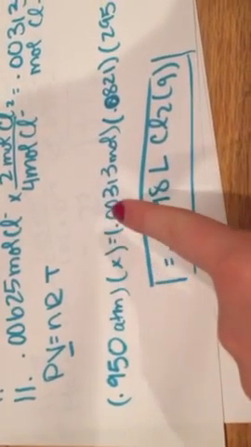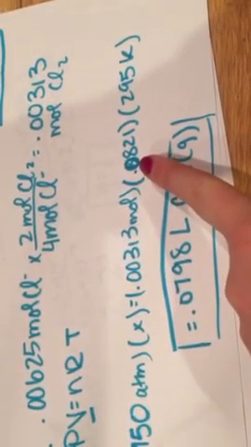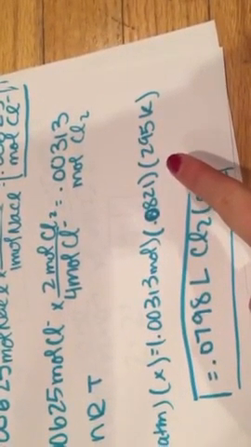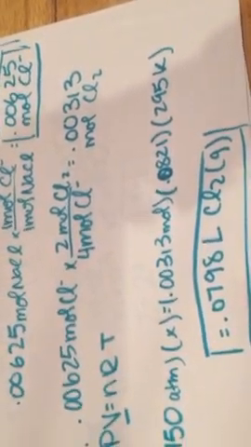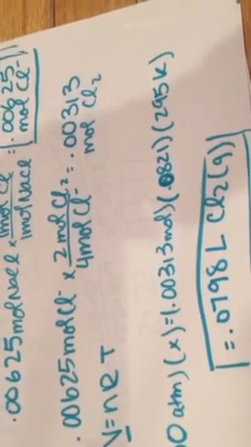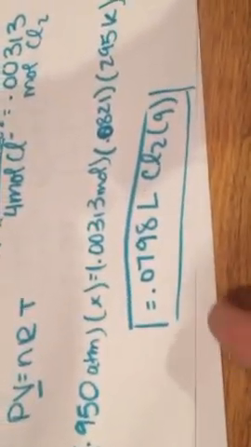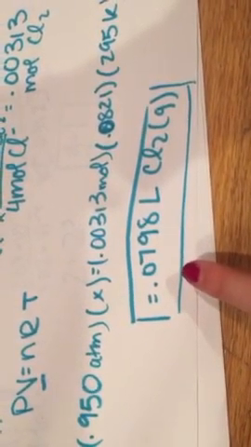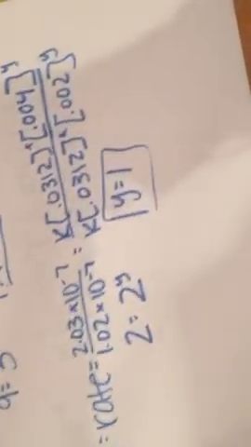We're looking for liters, with 0.00313 moles, which I just found above, our 0.0821 constant, and then 295 Kelvin, which I found by adding 22 degrees Celsius to 273 Kelvin. That gives us 0.0798 liters of Cl2. So that's the end of part A.